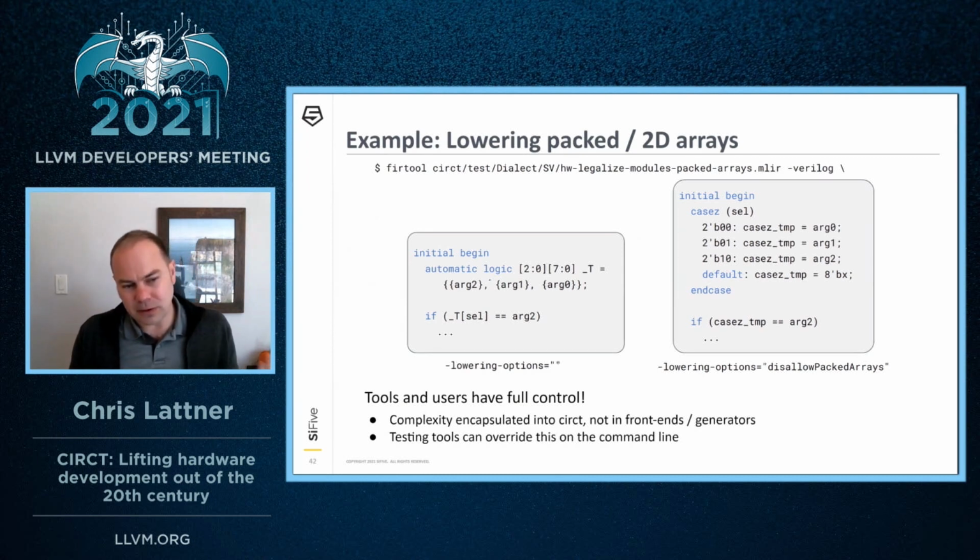But if you don't, then you pass one flag and CIRCT will take that and expand it out into a switch statement for you, a case statement. And you get equivalent logic that's more verbose, but more compatible with different tools. And the cool thing about this is that the designer and the front-end author don't have to worry about this. They get it out of the box by leveraging the infrastructure that CIRCT provides.